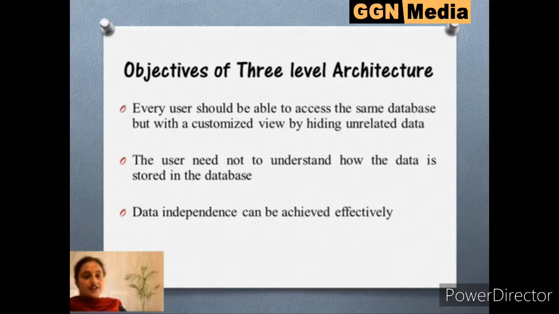Now, what are the objectives of 3-level architecture? Every user should be able to access the same database but with a customized view, because the unnecessary details of the data are being hidden by the database. Second is, the user need not understand how the data is stored in the database. Third is, data independence can be achieved effectively. Data independence means the capacity to change at one level of database without affecting the other level.